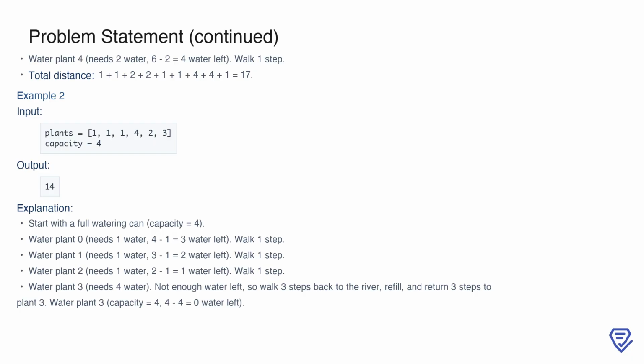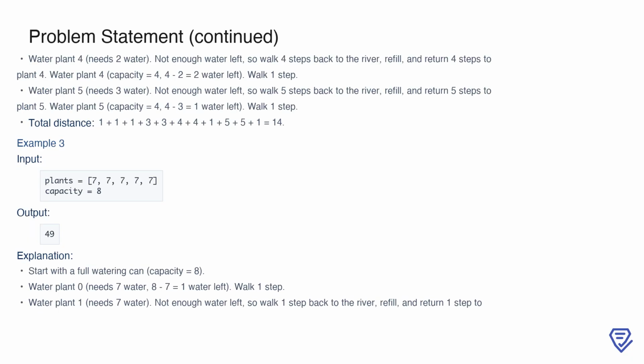Finally, you add up all the steps: 1 step for plant 0, 1 step for plant 1, 2 steps to the river and 2 back for plant 2, 1 step to move to plant 3, and 4 steps to the river and 4 back for plant 4, plus the 1 step to water it. The total distance is 17 steps. This gives us the output of 17.